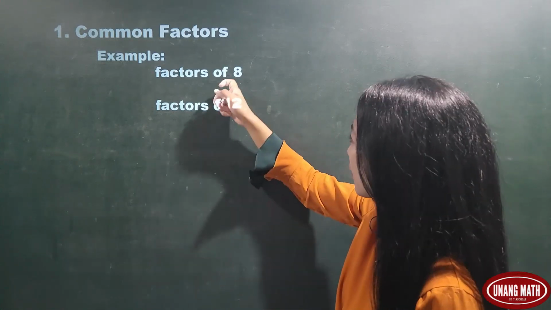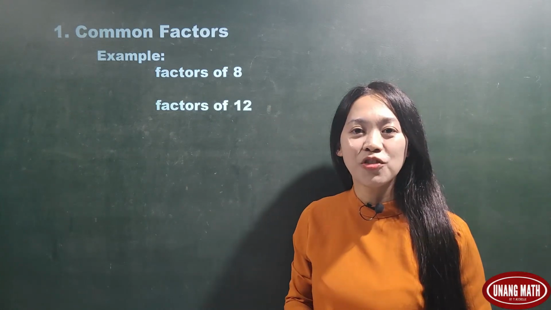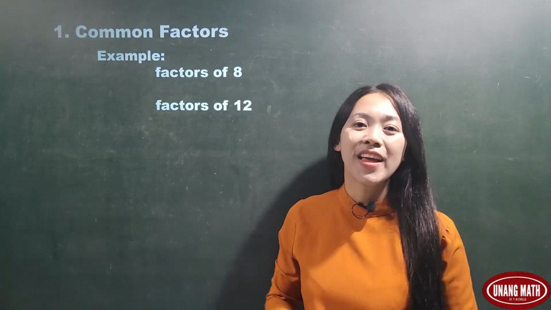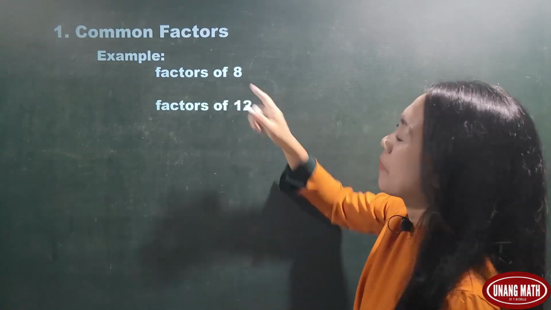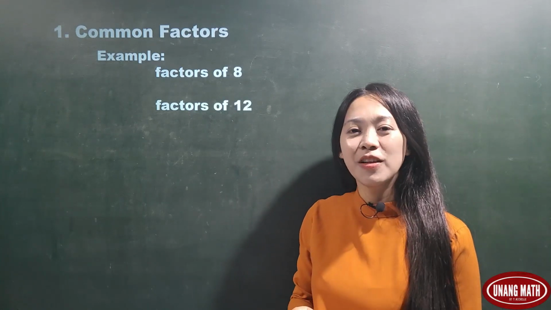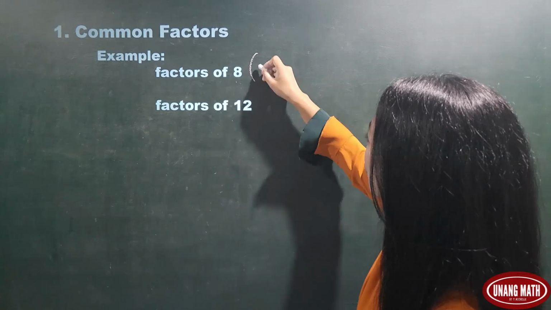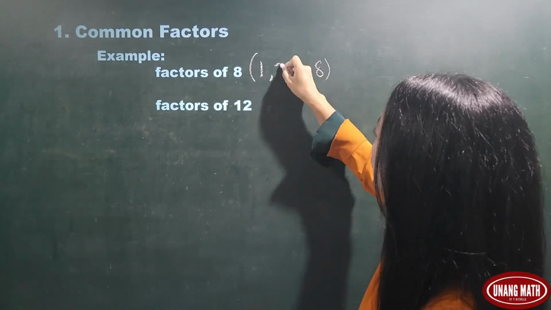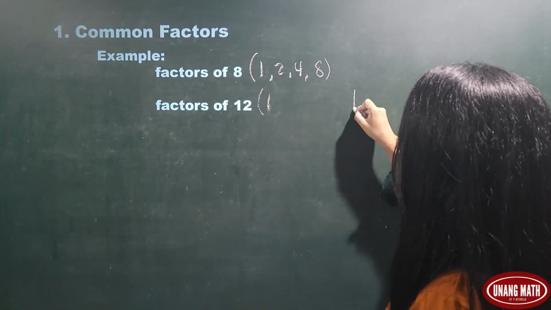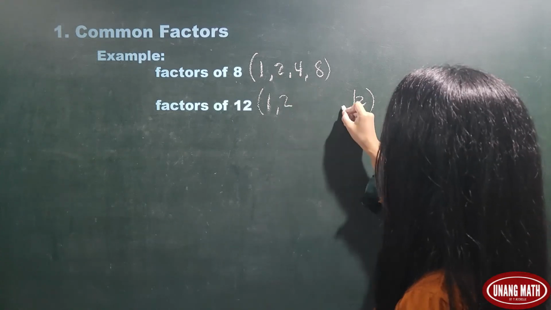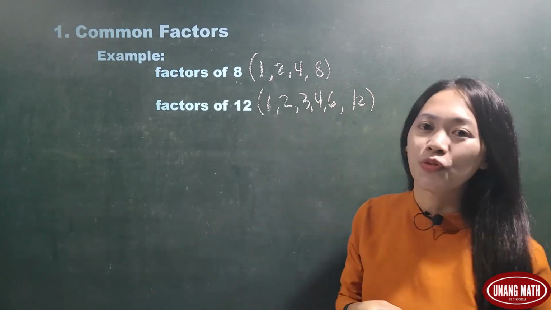Okay, example, what are the factors of 8 and 12? To find the factors of a number, we can use multiplication or division. In multiplication, just think of two numbers that when multiplied together, the answer is the number. In division, we just need to think of a number that evenly divides the number. Okay, what are the factors of 8? We have 1 and 8. 2 and 4 are also factors of 8. How about 12? We have 1 and 12. Okay, 2 and 6 are also factors of 12. 3 and 4 are also factors of 12.